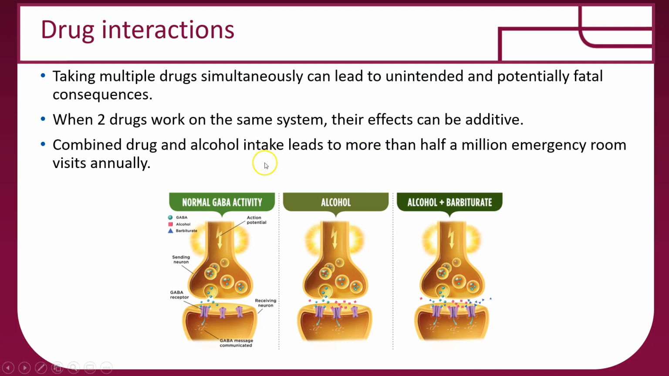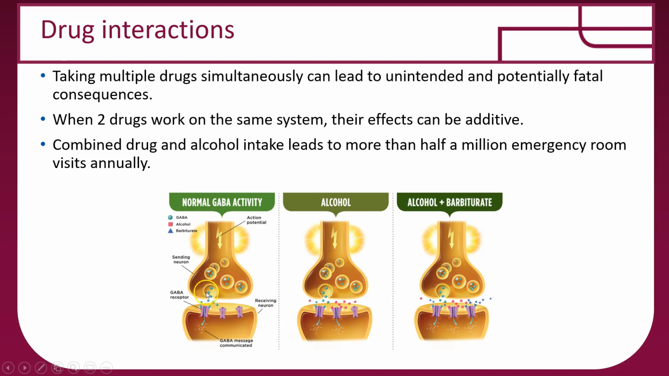So if we look at GABA, GABA is an inhibitory neurotransmitter, which means it slows down your central nervous system. It slows down your heart rate, it slows down your breathing, and it's a neurotransmitter that we have in our bodies. And here we've got GABA in this little green circle. Alcohol also works on the GABA system. Alcohol is going to be represented by that square. And barbiturates also work on the GABA system, which is this triangle here.